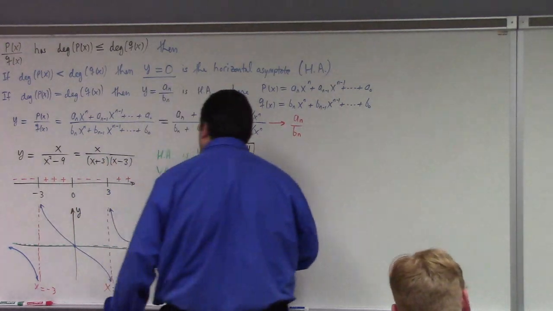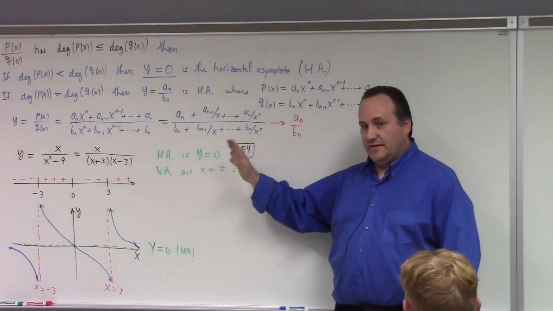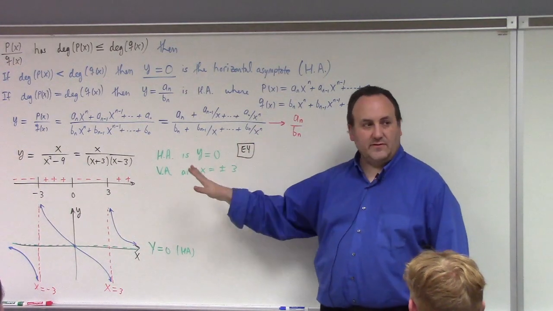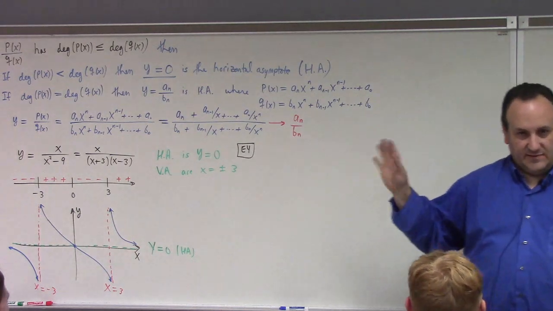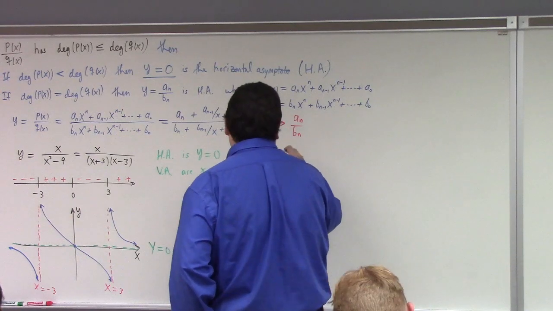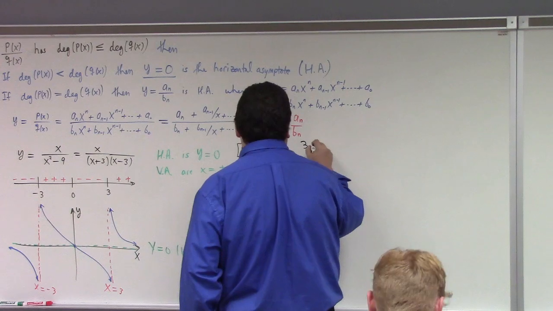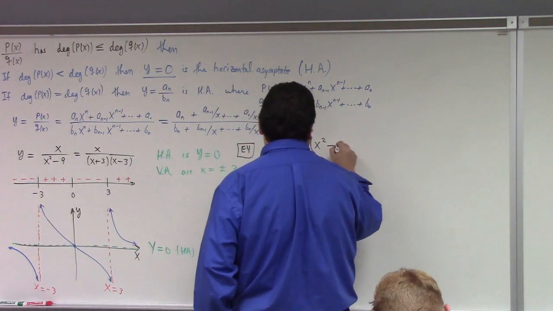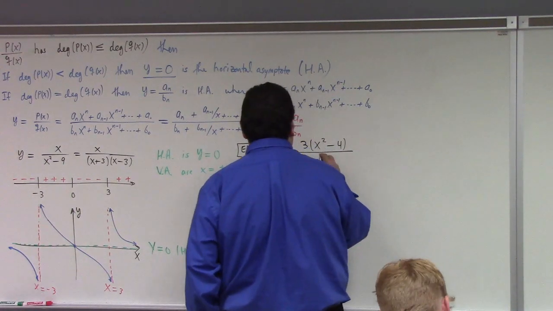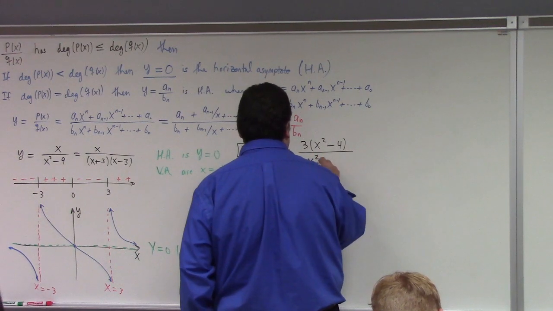So to recap, the steps are: factor it, identify your asymptotes, identify your critical points, draw the sign chart, put it all together, graph. That's it. Let's do another one. Example 4. What if we had y equals something like 3 times x squared minus 4 over, I don't know, x squared minus 1.